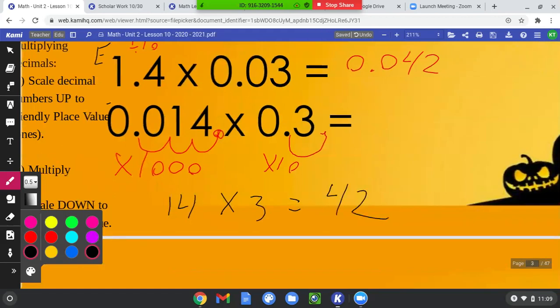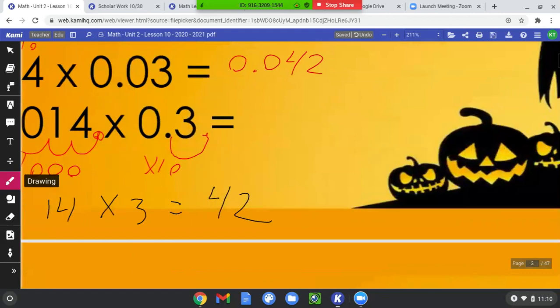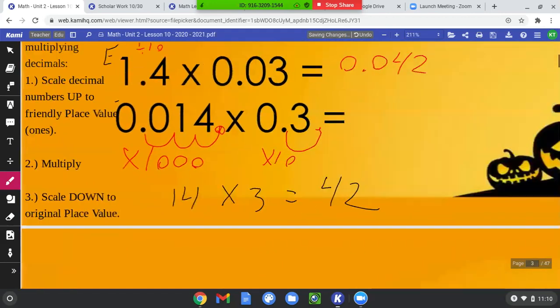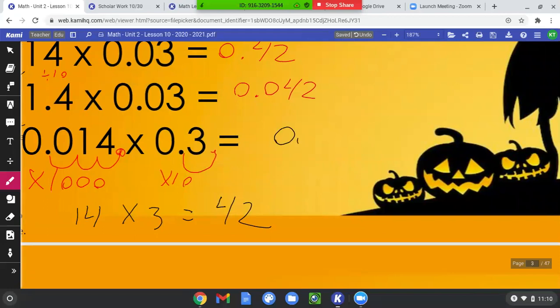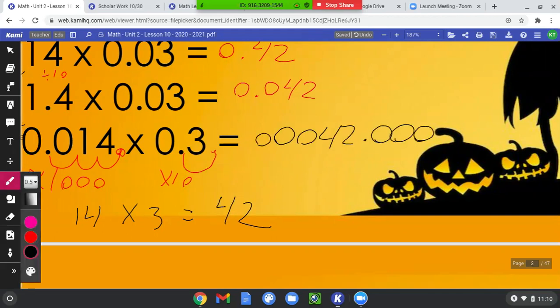Do an array, do standard algorithm, do whatever you are comfortable with. So I have 42 now. But the last step is that I need to scale down to the original place value. Okay, so if I am scaling down, first, let's do 1,000. So I multiplied by 1,000 first, so now I'm going to divide by 1,000. When I do that, it becomes 1, 2, 3.